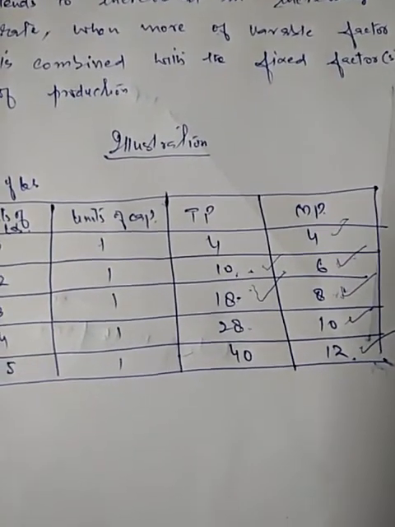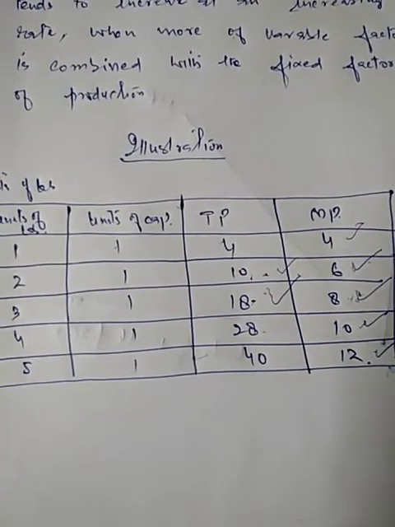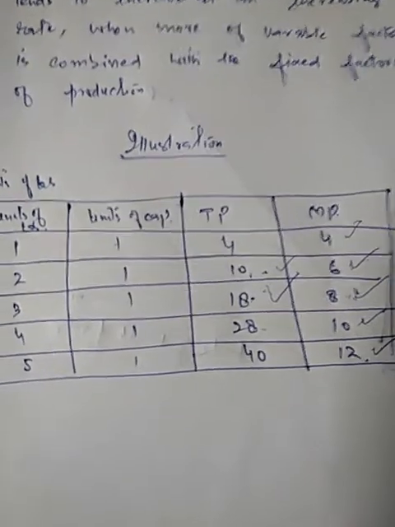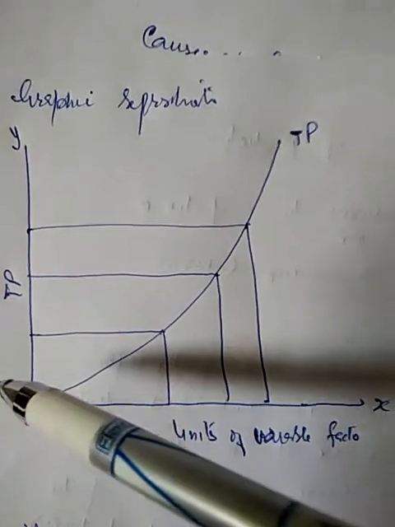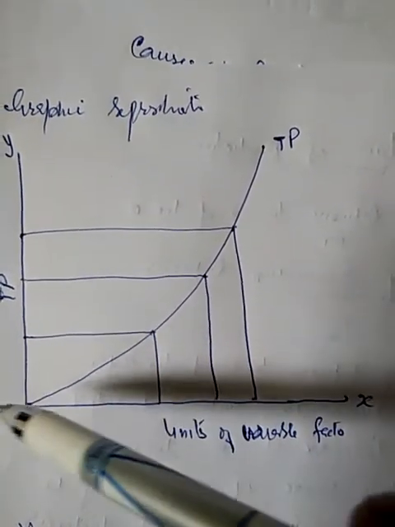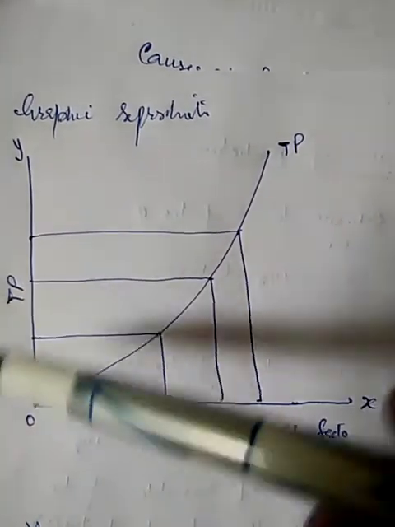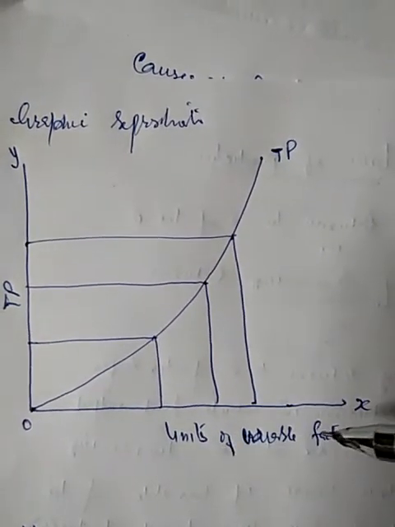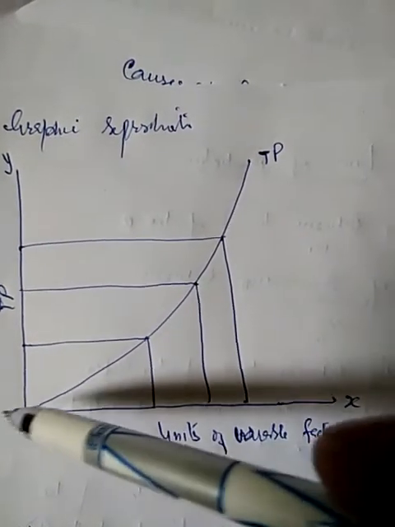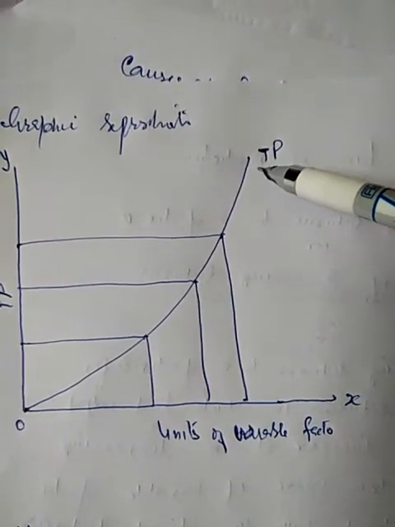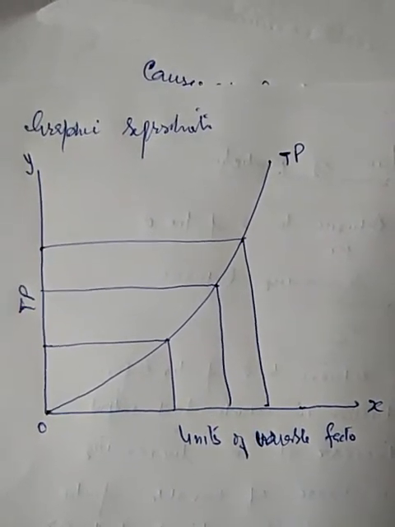Now let us illustrate this table, or translate this table into a graph, and you will see what's the shape of our total product and marginal product curve. आप देख लीजिए, ये हमारी टोटल प्रोडक्ट कर्व है. अगर आप इसका स्लोप देखेंगे, इसका स्लोप पॉजिटिव है, लेकिन आप शेप देख के बता सकते हैं कि it's increasing at an increasing rate. Y axis पे हमारा total product है, X axis पे units of variable factor है. तो the behavior of our total product curve will be like this, it is increasing at an increasing rate, right? अपवर्ड स्लोप है इसका.